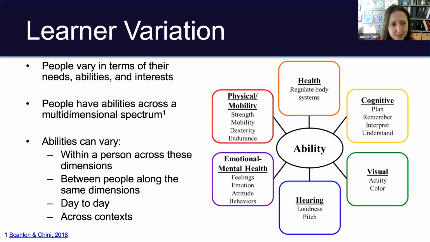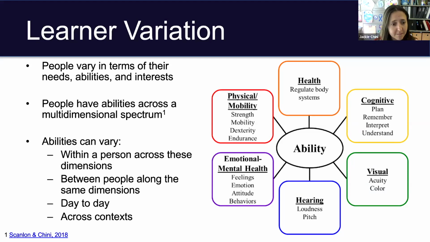And an individual's ability can vary in many different ways. Across these dimensions, there may be some conditions that impact multiple dimensions, but just because a person has a hearing impairment doesn't mean they also have a visual impairment. So we could have differences in ability across these dimensions.